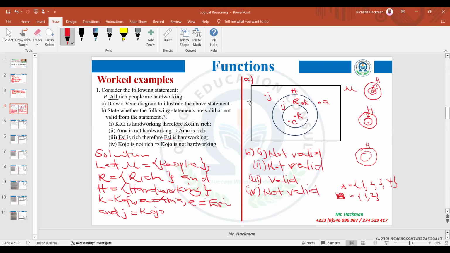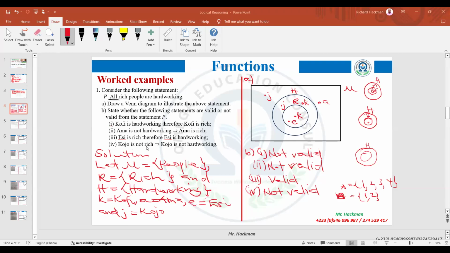You said Kojo is not rich and he is not hardworking, but you put Kojo in the H. Relax. Use the first statement. The first statement is just Kojo is not rich. You use only the first statement to place. So this shouldn't come in now. Is that clear? Remember I said, use the first statement to place, and you use the second statement to do your arguments. So don't box the two together.